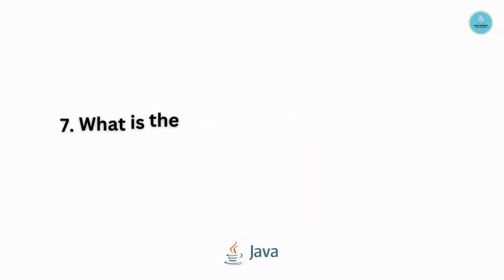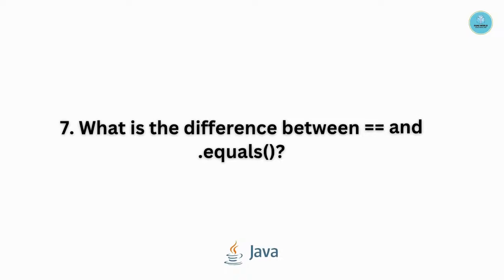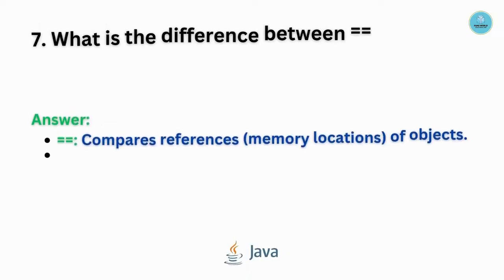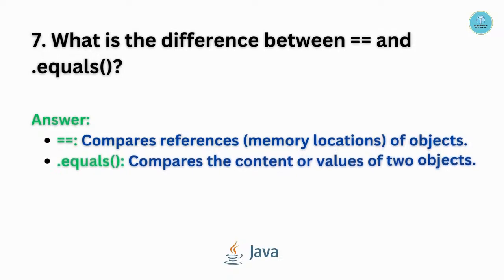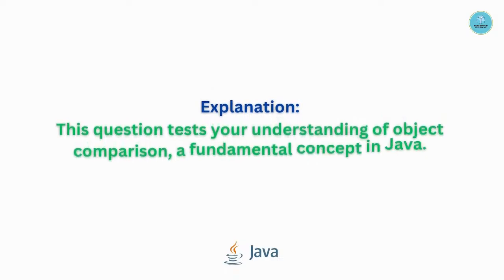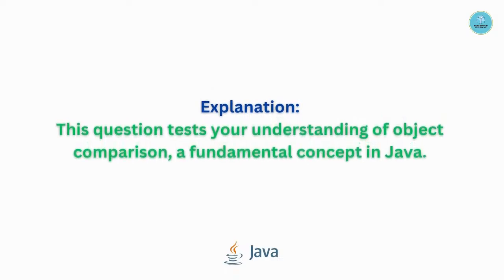Question number 7. What is the difference between double equal and equals method? Double equal compares references, memory locations of objects, and equals method compares the content or value of two objects. This question tests your understanding of object comparison, a fundamental concept in Java.